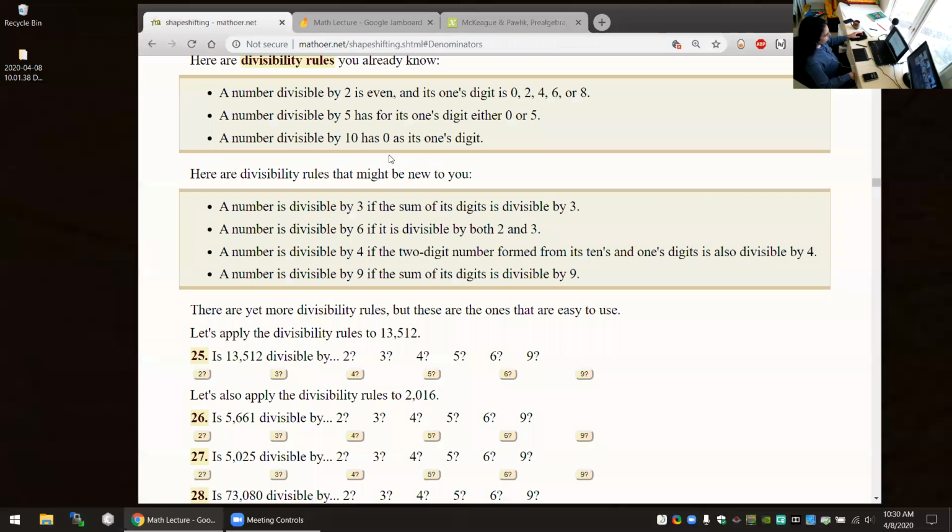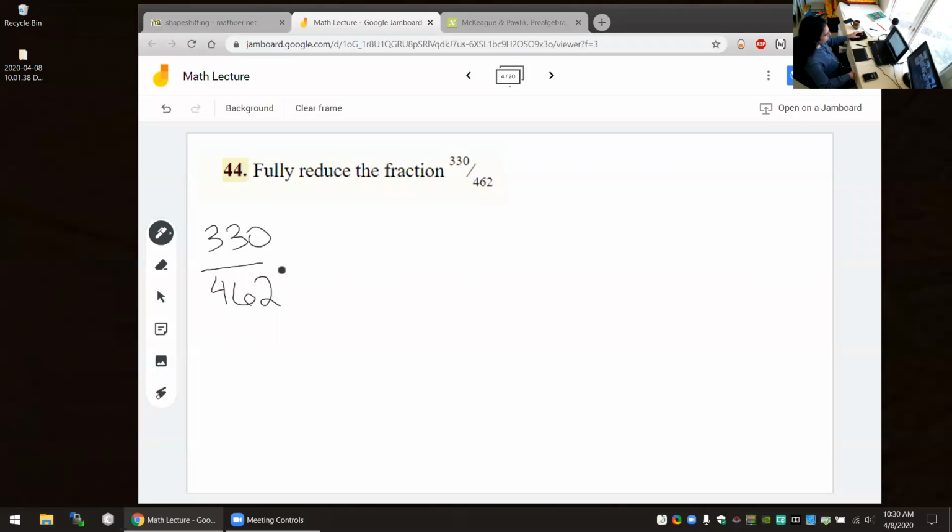We also had the rule that if 2 and 3 both work, then 6 works. So these are even and 3 works. So we can do a divided by 6 to take off a bigger chunk. Okay, I'm going to write this one way. So I'm getting 55, 77.